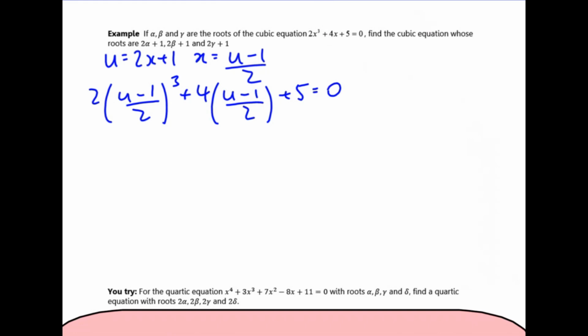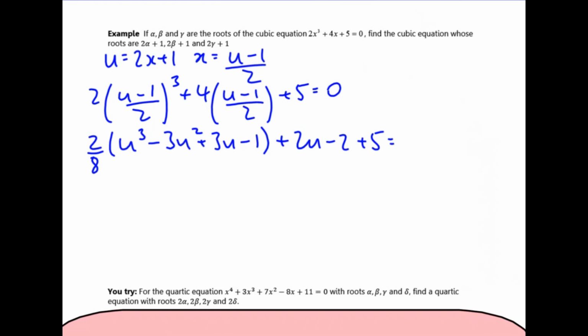I'm going to do the over 2 cubed first. That gives me 8. So I get 2 over 8 outside. And expand this out using the binomial. So u cubed minus 3u squared plus 3u. This one, 4 over 2 just gives me 2 here. So this will be 2u minus 2. And then plus 5. 2 over 8 is a quarter.